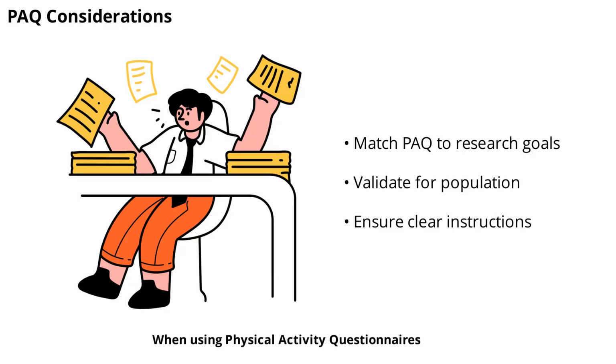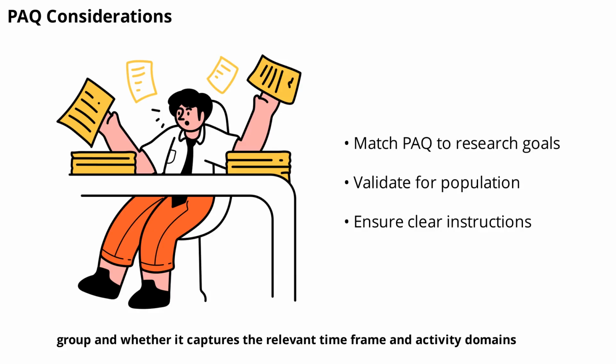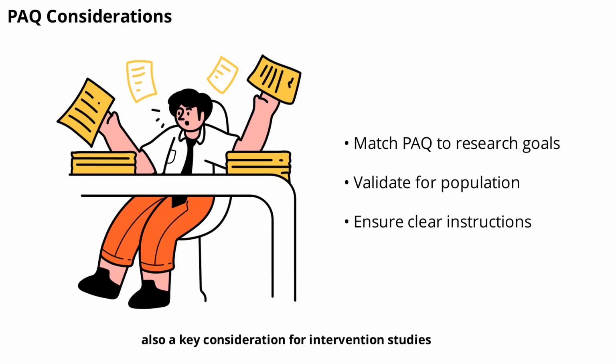When using physical activity questionnaires, it's important to match the tool to the research question and population. Researchers should check if the PAQ has been validated for the target group and whether it captures the relevant time frame and activity domains. Instructions for completion and return should be clear, and data cleaning procedures must be established. Responsiveness, the ability to detect changes over time, is also a key consideration for intervention studies.